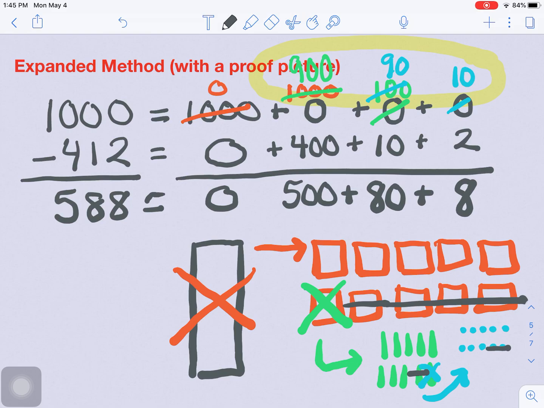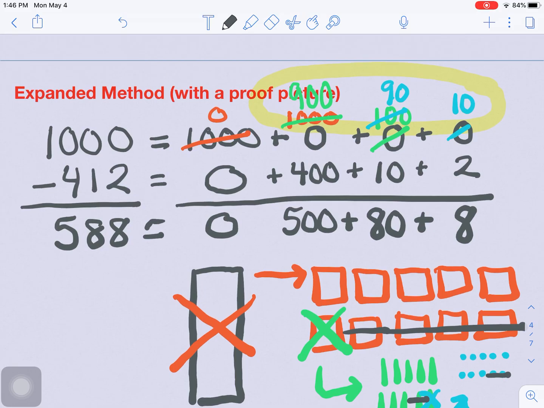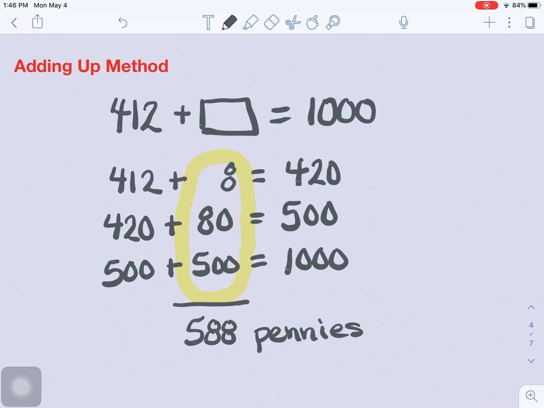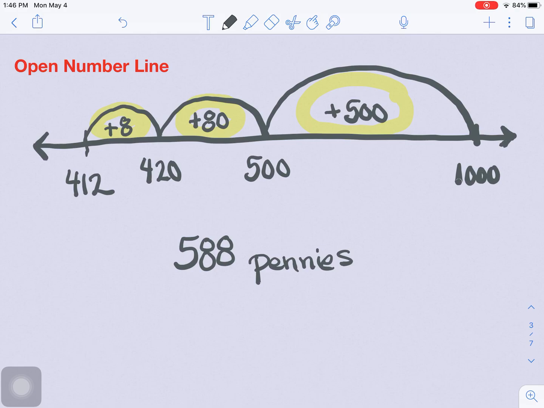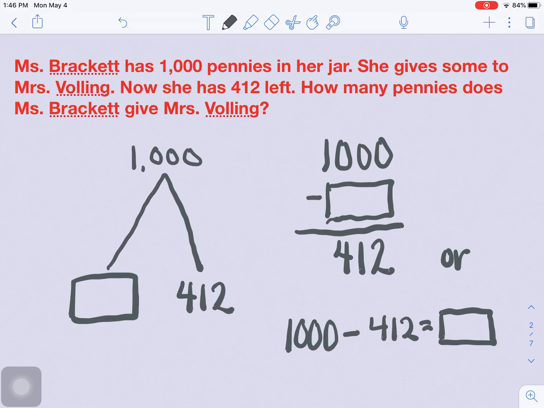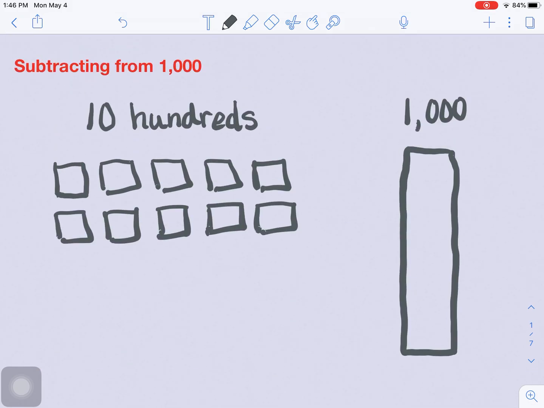So just kind of wanted to show you and show your parents where our thinking is headed so that they can start to understand and you can start to understand where all these numbers are coming from. Like I said, this was a lot more complex than adding up method or the open number line. So good luck today with subtracting with hundreds and subtracting from 1000s. I can't wait to see your thinking.